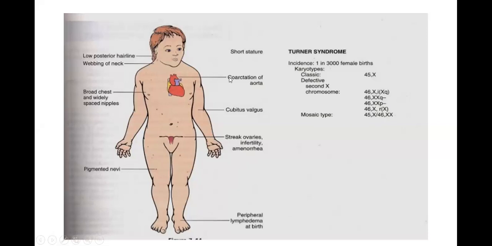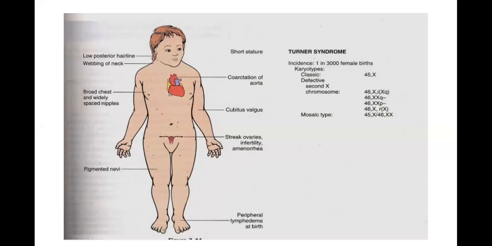The person is going to have a short stature, lower posterior hairline, webbing of the neck, coarctation of the aorta, broad chest and widely spaced nipples. Pigmented nevi are present. Nevi are small brown spots, which are benign melanocytic tumors, which you are going to study in your fourth year.